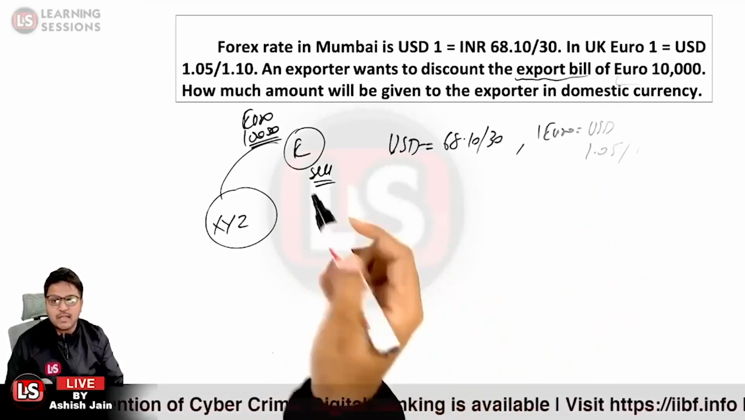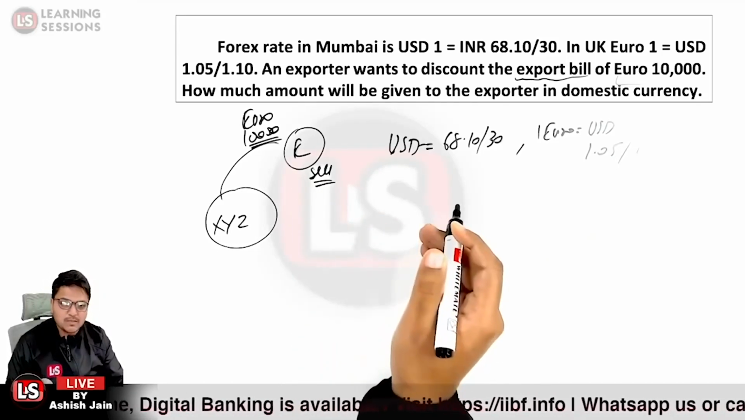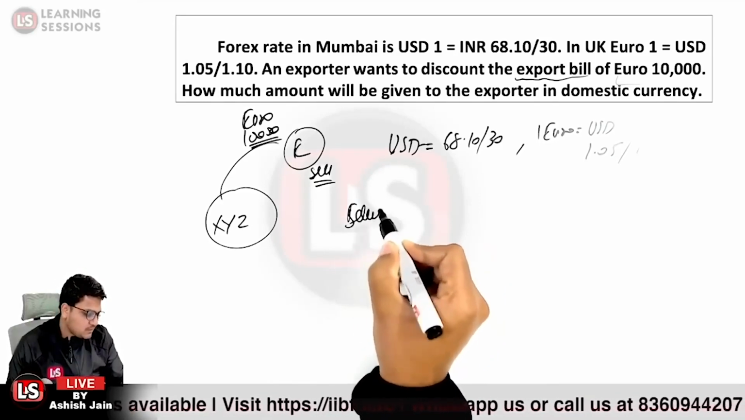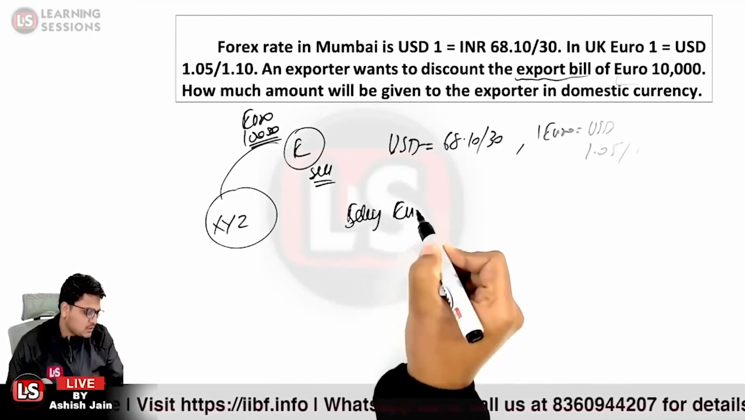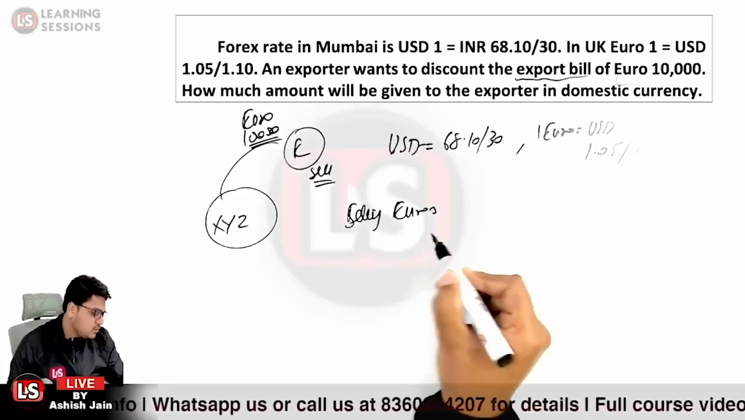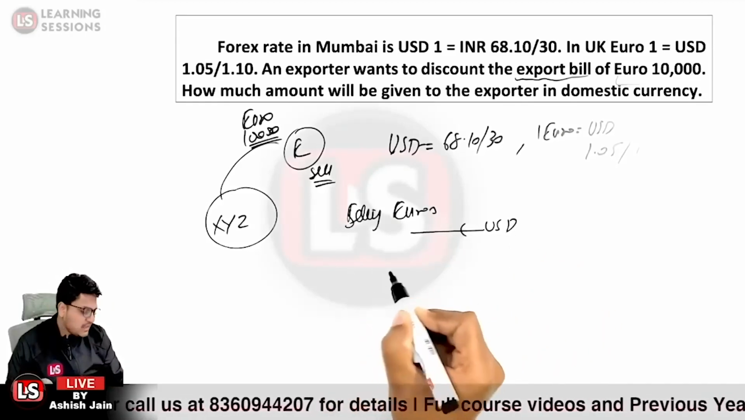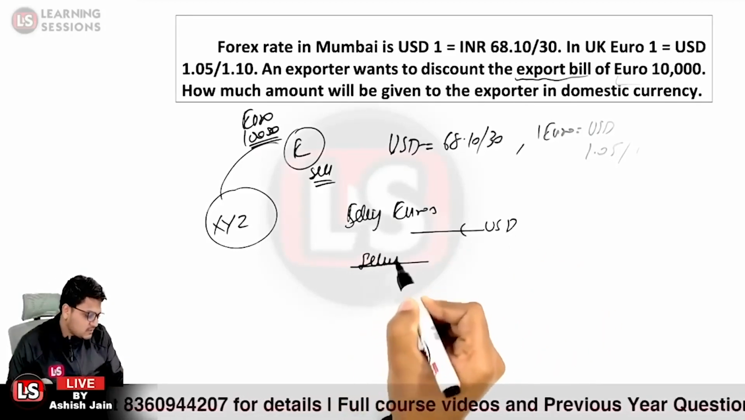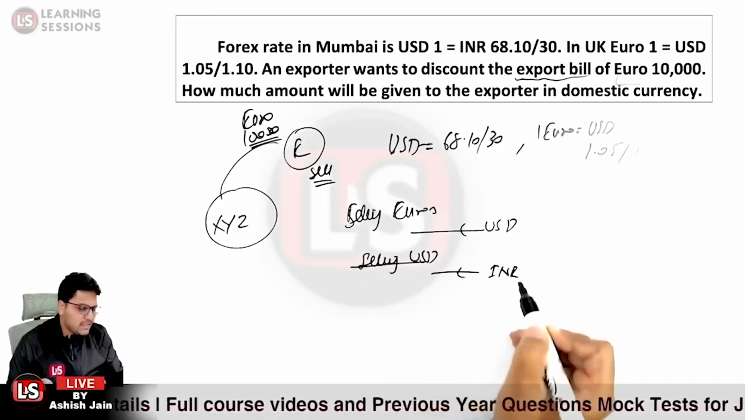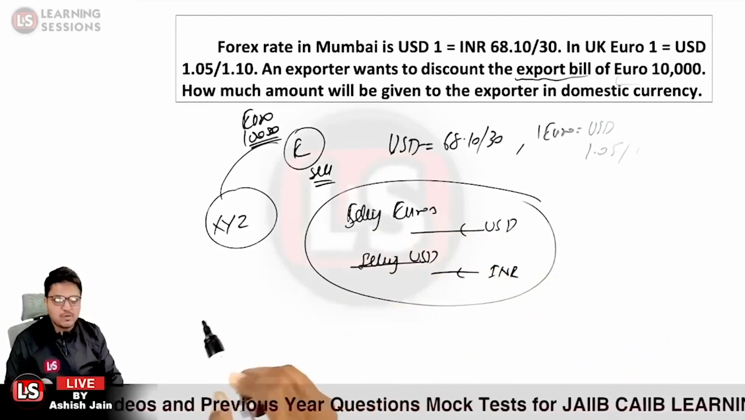So what will be the scenario? He wants to sell the euros. Now what will be the thinking process? He must be selling the euros in USDs. So he will be selling the euros and further will be getting the USDs. And further he will be selling the USDs and will be getting the INR. So this must be the thinking perspective from the customer point of view.